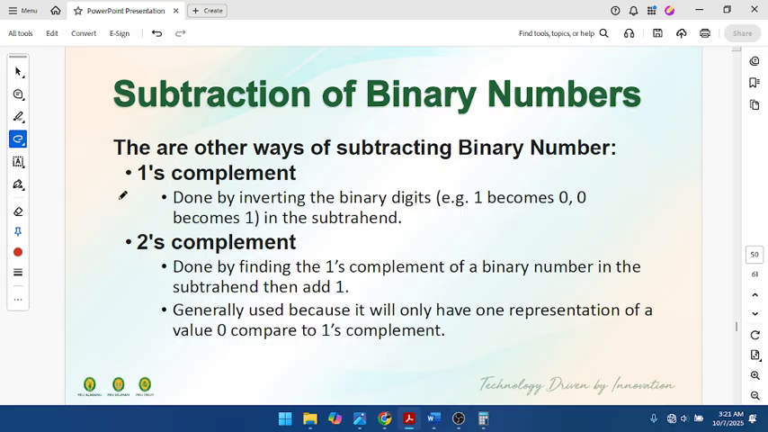subtracting binary numbers. So the first complement is inverting the numbers, 1 becomes 0 and 0 becomes 1 in the subtrahend. For two's complement, after finding the one's complement of the binary number in the subtrahend, then add 1. It's generally used because it will only have one representation of the value of 0 compared to one's complement.